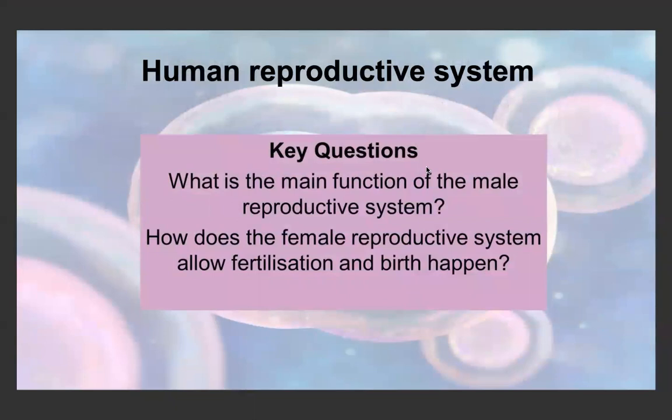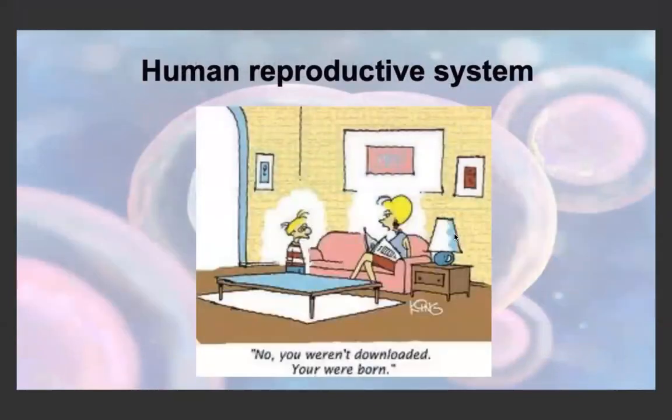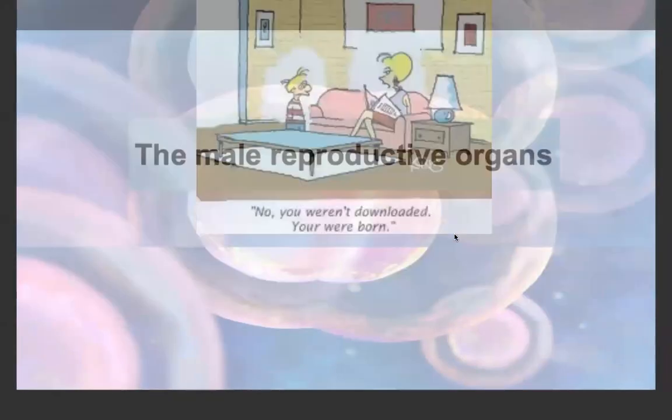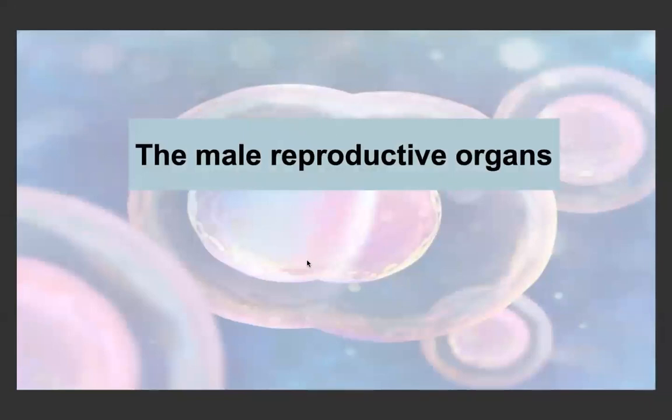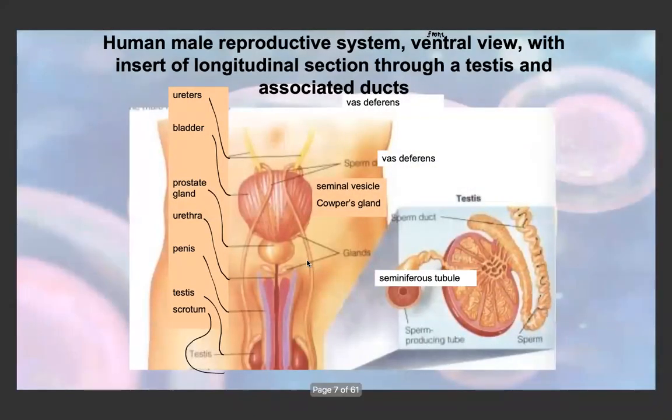When we look at the human reproductive system, the key questions we've got to keep asking ourselves is, what is the main function of the male reproductive system? And how does the female reproductive system allow fertilization and birth to happen? Quick cartoon. We're going to look first at the male reproductive organs. We're going to look at their structure and their function and how their structure benefits their function.